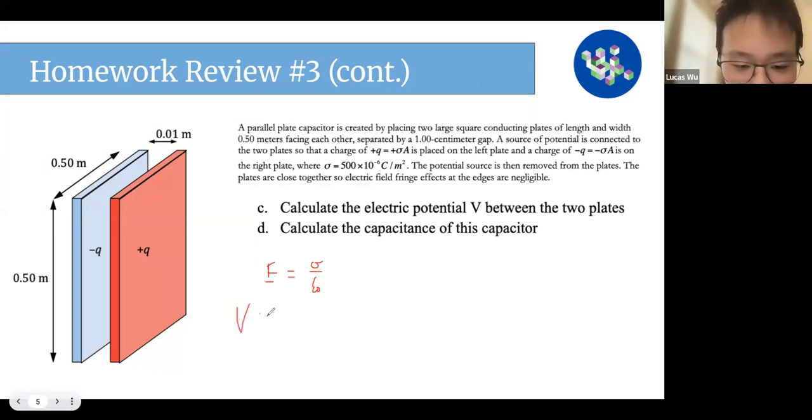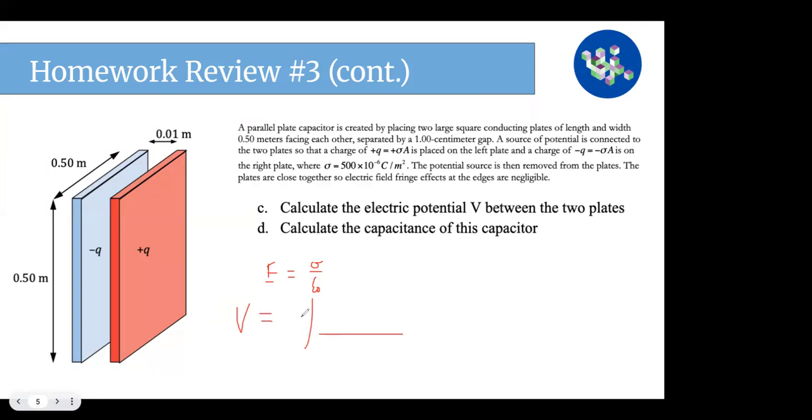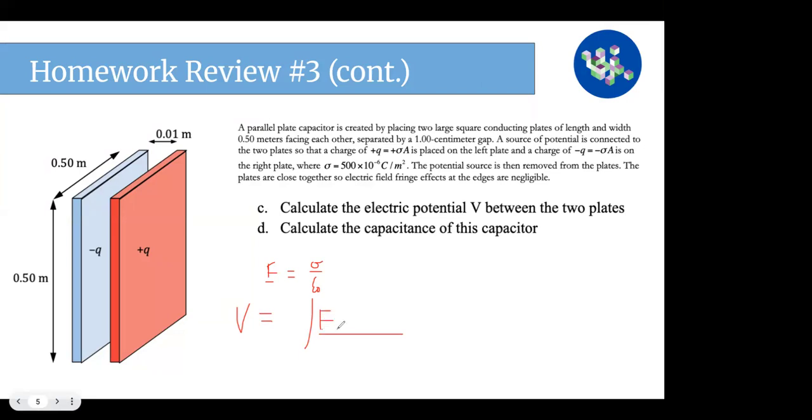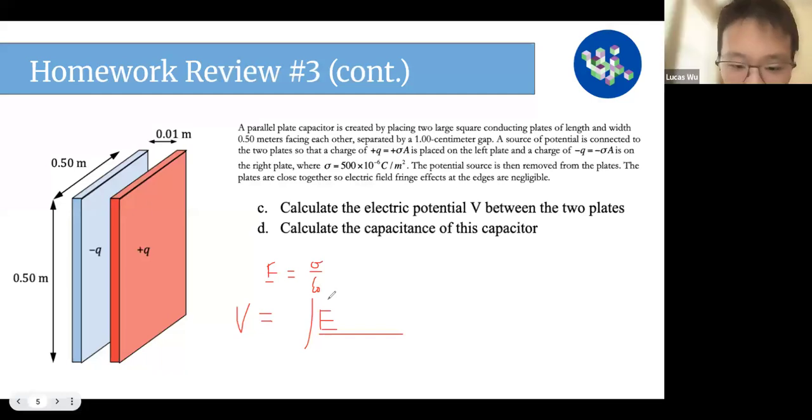So V will be equal to the integral of something, right? The integral of the electric field, dot d length. What it is: I take the electric field and do the dot product with an infinitesimal, basically an infinitesimal small length. And it's actually negative on the outside.